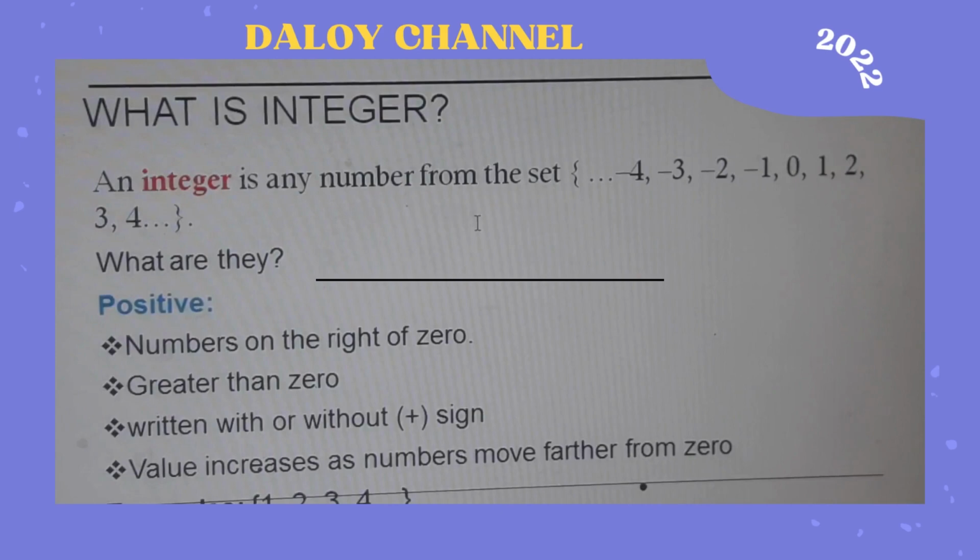The greater values would be on the right side of 0, and those are the positive numbers. So numbers on the right side of 0 are considered positive integers. These numbers are greater than 0, written with or without a positive sign. By the way, putting a positive sign on a number is optional. And the value increases as numbers move further from 0. For example, 1, 2, 3, 4 are positive numbers because they are greater than 0, and so on.